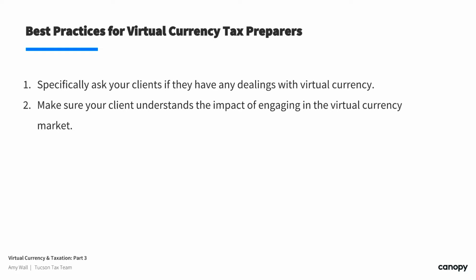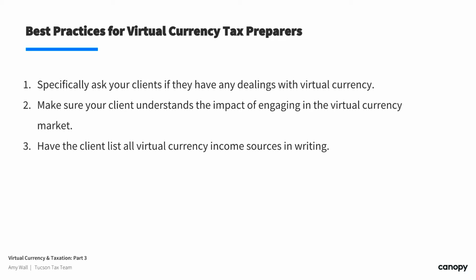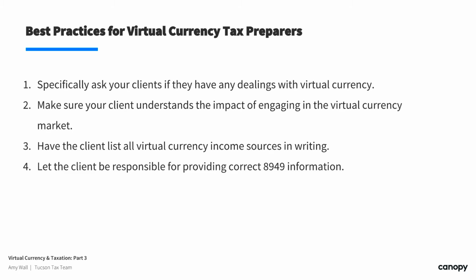Have the client list all their virtual currency income sources in writing. You don't want to be told later, oh, you didn't ask me about my Steam account. Let the client be responsible for providing the 8949 information. Don't get involved in letting them send over their CSV files and you wading through it. I guarantee you're going to regret it. If the client has inherited virtual currency, make them document immediately the value of that inherited virtual currency.